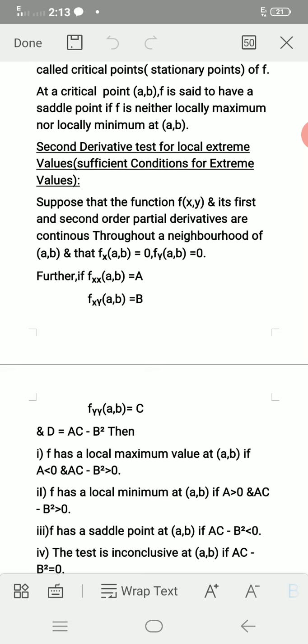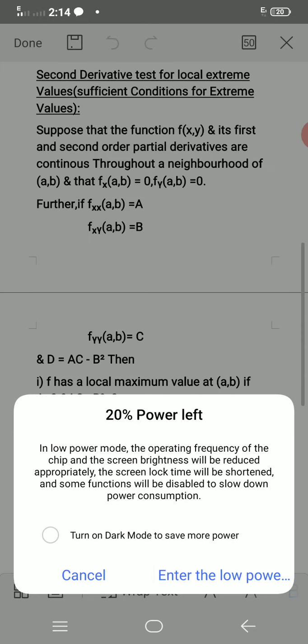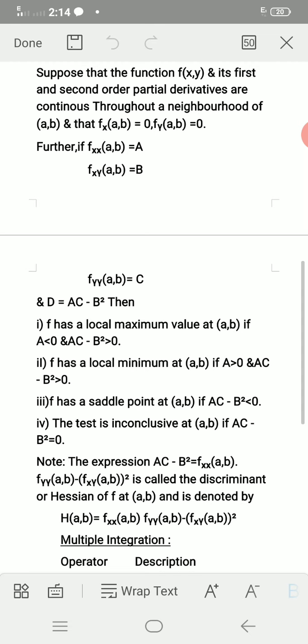So, the second derivative test for local extreme values: sufficient conditions for extreme values. Suppose that the function f(x,y) and its first and second order partial derivatives are continuous throughout a neighborhood of point (a,b). Then fx at (a,b) is equal to 0 and fy at (a,b) is equal to 0. If fxx at (a,b) is equal to A, fxy at (a,b) is equal to B, and fyy at (a,b) is equal to C, then D is equal to AC minus B squared.